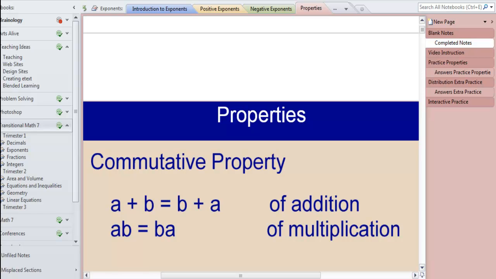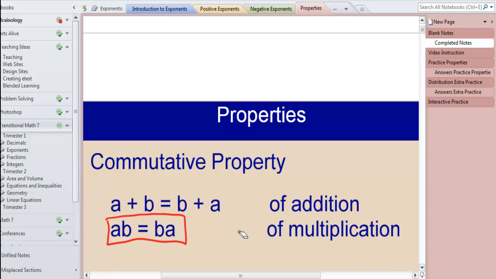The commutative property states that it doesn't matter what order you add things in as long as you have all addition, or it doesn't matter what order you multiply things in as long as you have all multiplication. So the basic rule written algebraically for addition is A plus B equals B plus A. The basic rule written for multiplication is A times B equals B times A.